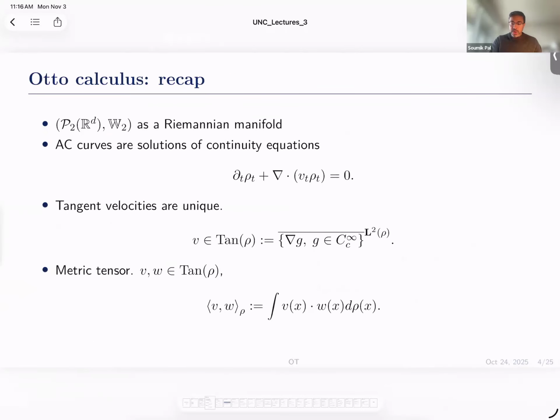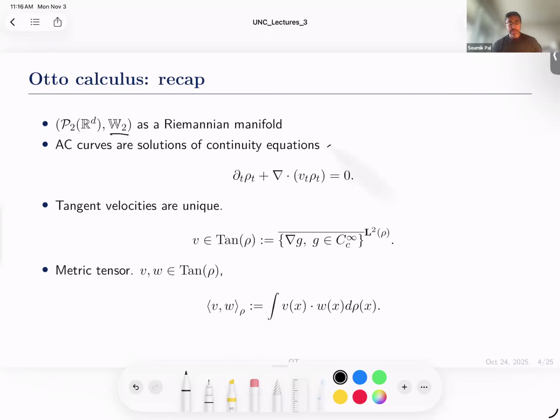There's also a recap of our calculus. Our goal is to think of the set of all probability distributions on R^d with finite second moment as a Riemannian manifold. The metric on this Riemannian manifold is given by the Lecture-2 metric, the one that comes from my optimal transport problem. How do I draw smooth curves in this Riemannian manifold? They are solutions of continuity equations.